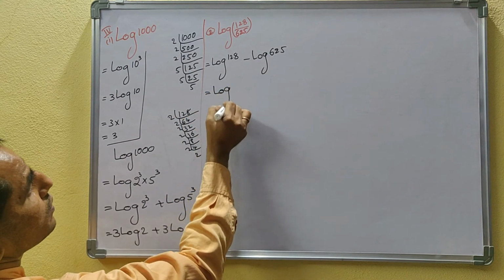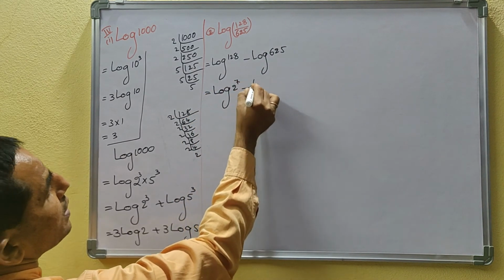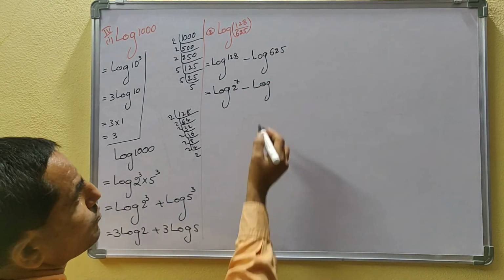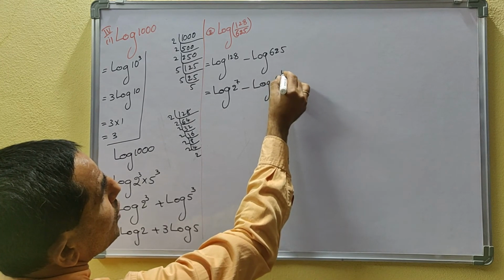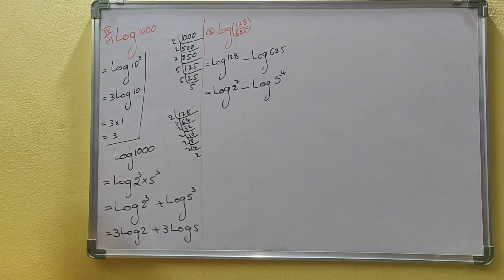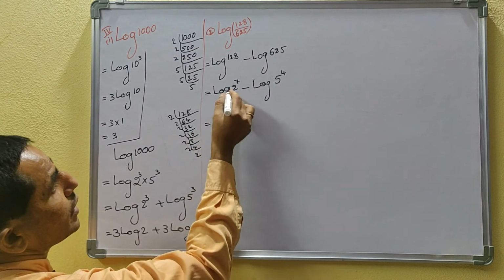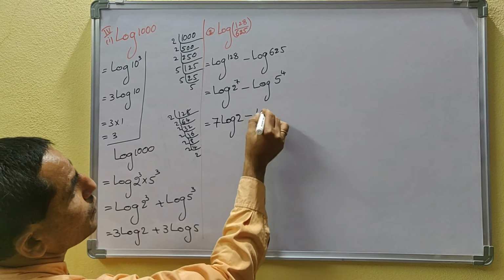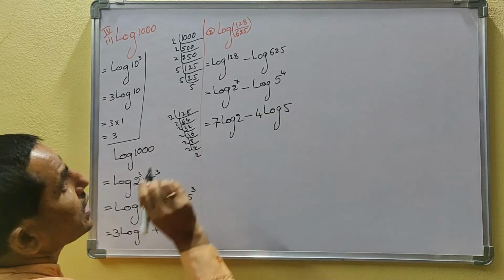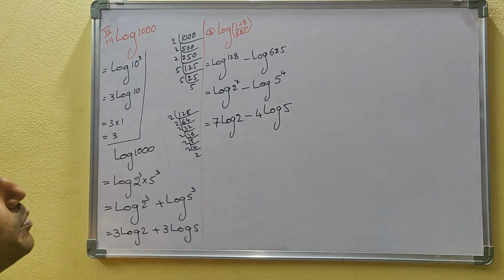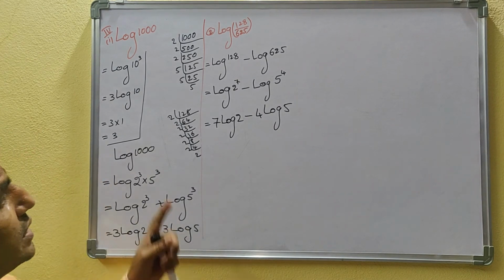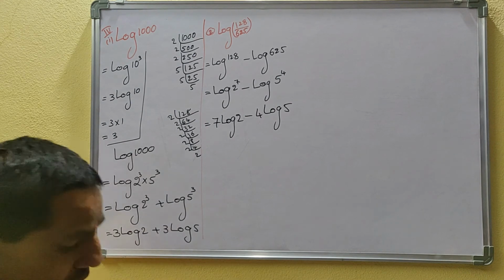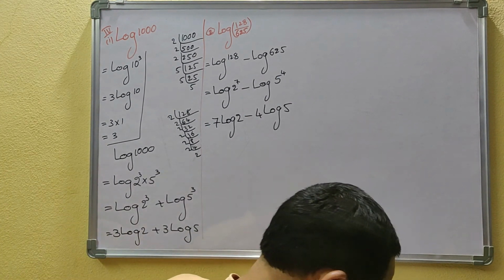So log 2 to the power of 7 minus log 625, which is 25 times 25, or you can write 5 to the power of 4, 5 into 5 into 5 into 5. So here, log a to the power of m: 7 into log 2 minus 4 into log 5. This is the answer. Log 128 by 625 is equal to 7 log 2 minus 4 log 5. This is the answer.